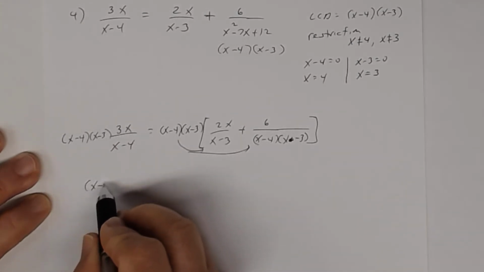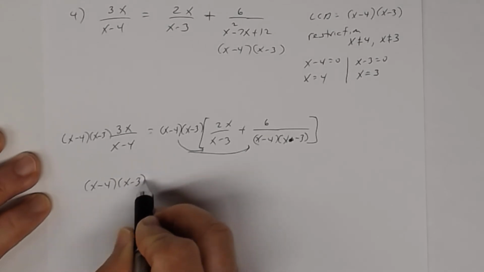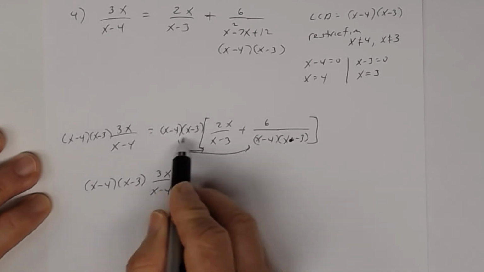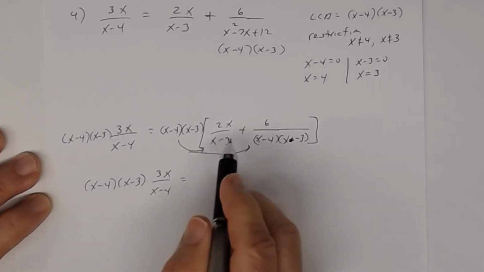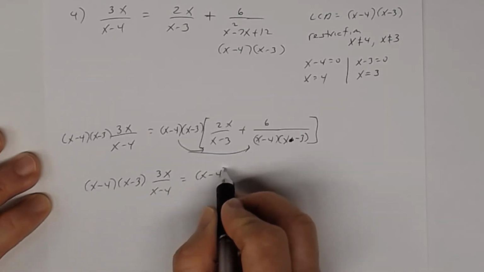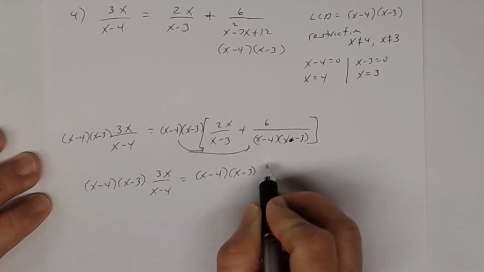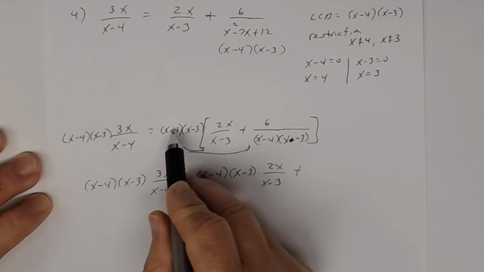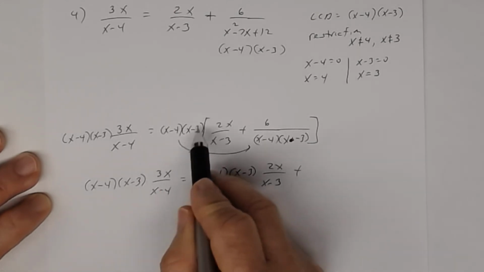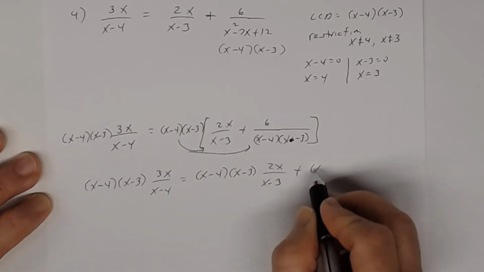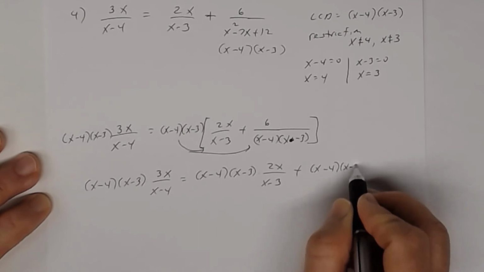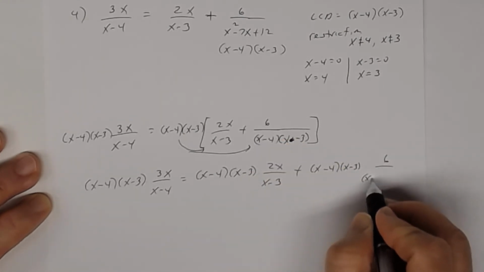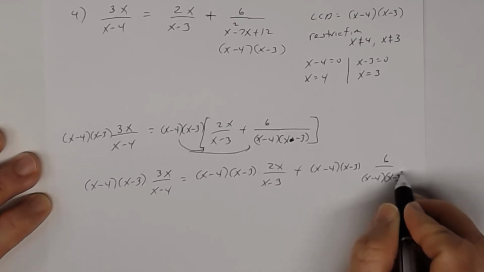So I get (x - 4)(x - 3) times 3x divided by (x - 4) equal, and then the LCD times this rational expression, (x - 4)(x - 3) times 2x divided by (x - 3), plus, and then (x - 4)(x - 3) times the second rational expression, 6 divided by (x - 4)(x - 3).